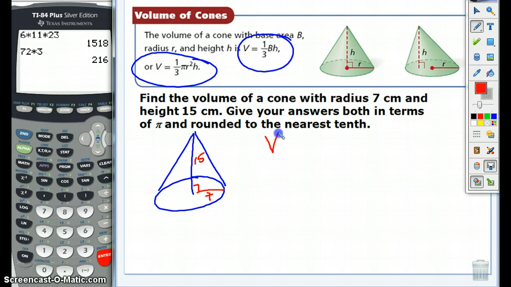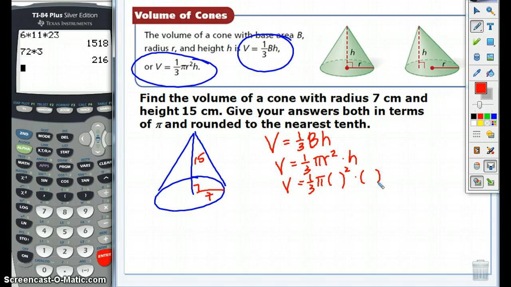So, volume equals 1/3 area of the base times the height. And in this case, the base has an area of pi r squared. And now we go substitute in. And my radius was, where is it, right here, 7. And my height was 15. Volume equals 49 times 1/3 of 15 is 5 pi.